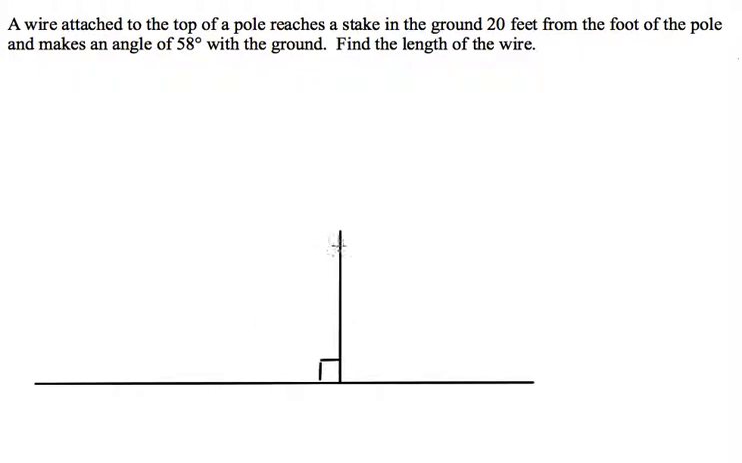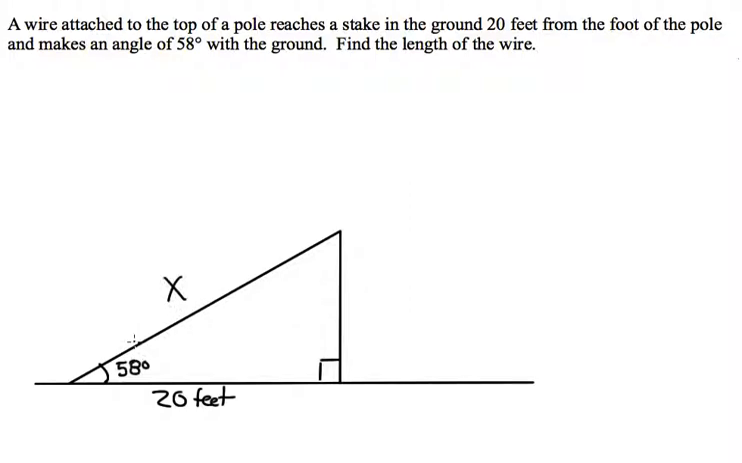And there's a wire attached from the top of the pole staked into the ground. So like that. All right. And what do we know? We know that a wire is attached to the top of a pole which is staked in the ground 20 feet from the foot of the pole. So this right here is 20 feet. And makes a 58-degree angle with the ground. So 58 degrees. So find the length of the wire. So I want to find this x.